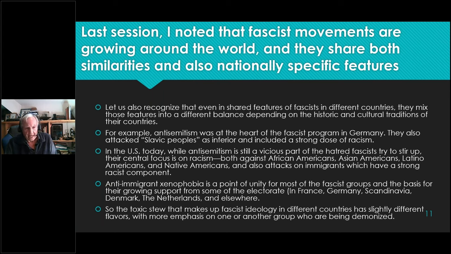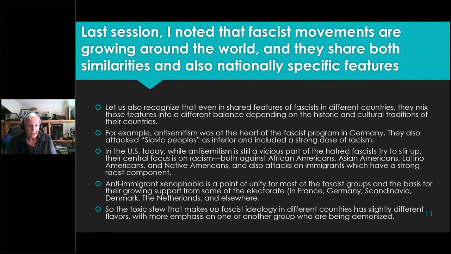And let us also recognize that even in the shared features of fascists in different countries, those features are mixed into a different balance, depending on the history and culture of each country. For example, anti-Semitism was at the heart of the fascist program in Germany. They also attacked Slavic peoples as inferior, all the people of Russia and Eastern Europe. They also included a strong dose of racism. But anti-Semitism was one of the central organizing principles of it.